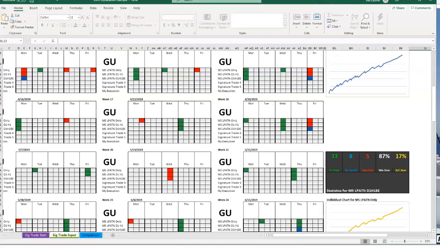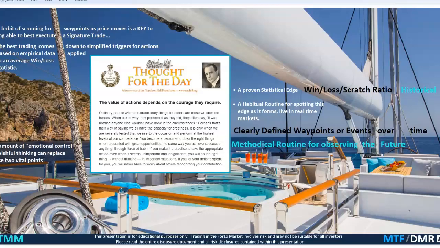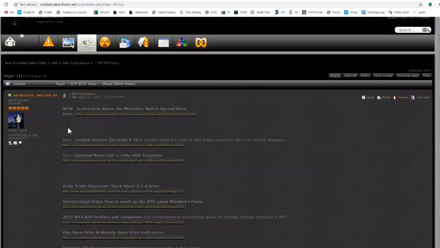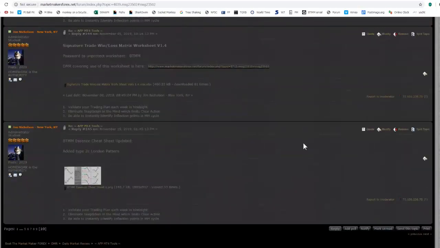All right, so let's make sure everybody knows where this baby is, because I want you to all start using this tool. It's going to be very important going forward. So we've got that one. We could just take the shortcut there. And so it's this one down here. It's a signature trade win-loss matrix worksheet 1.4, right?